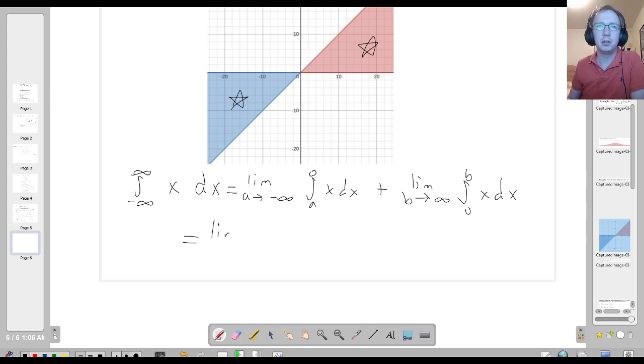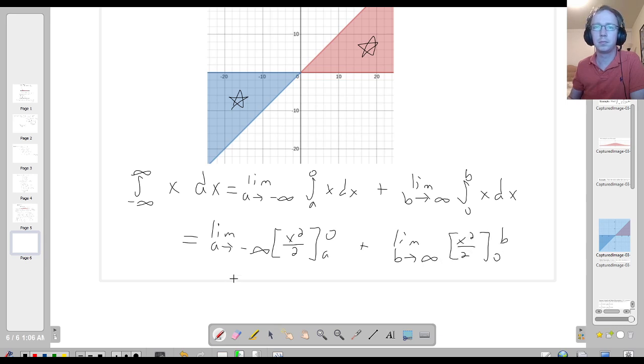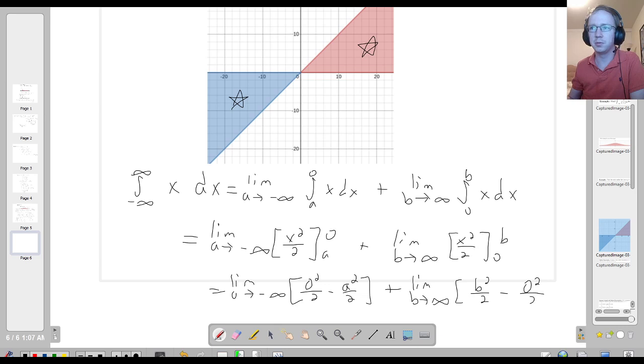Okay, so this is going to be the limit as a approaches negative infinity of, well, the integral of x is just x squared over 2. Okay, same thing's going to happen here. So now let's plug in those limits of integration. I've got 0 squared over 2 minus a squared over 2. And then, in my second limit, I've got b squared over 2 minus 0 squared over 2.